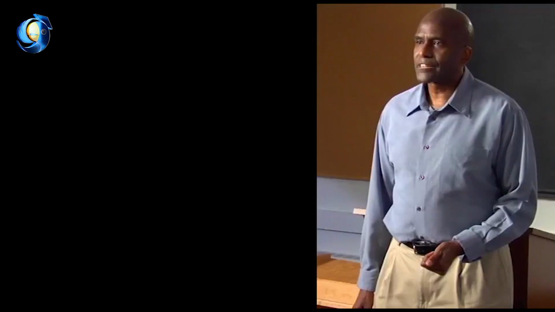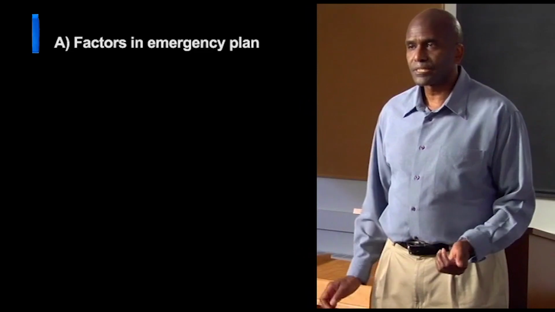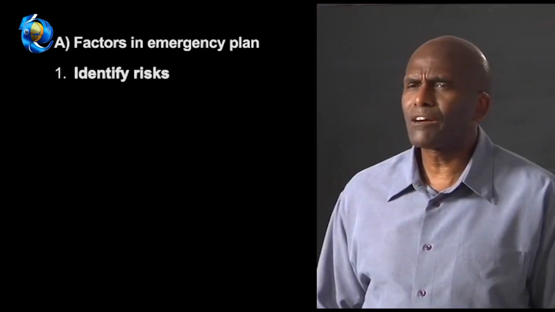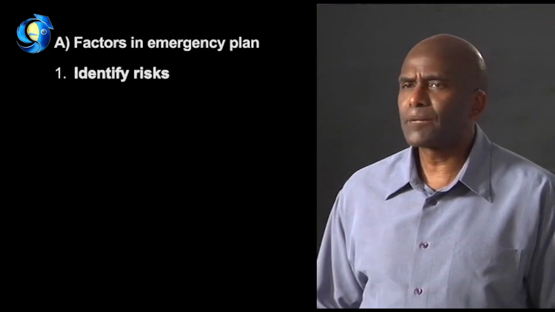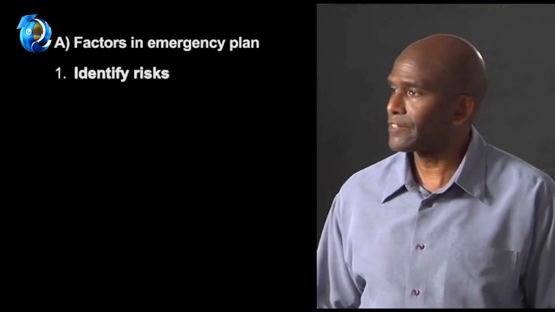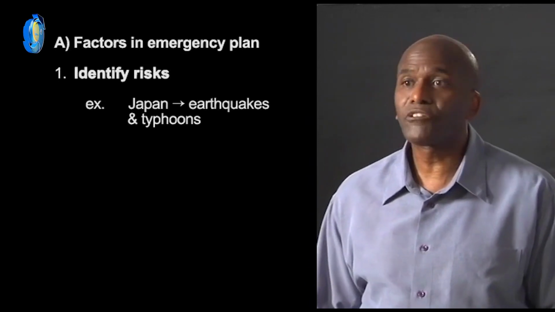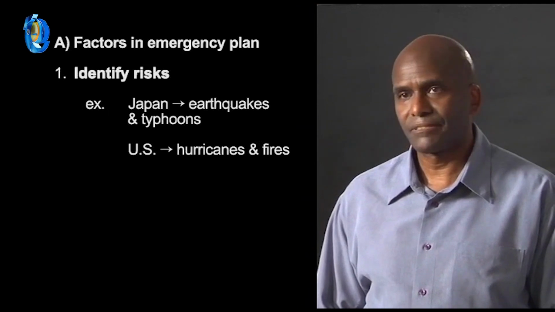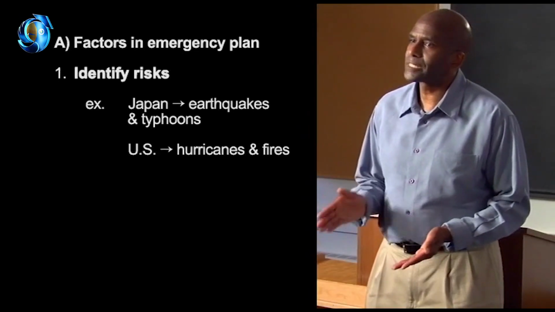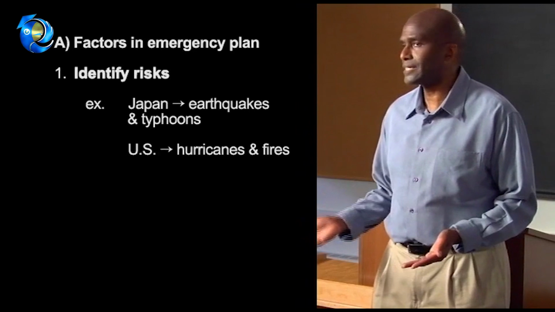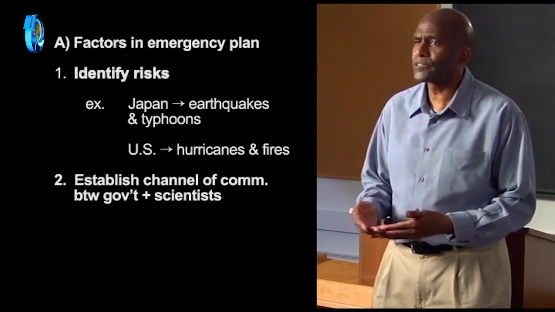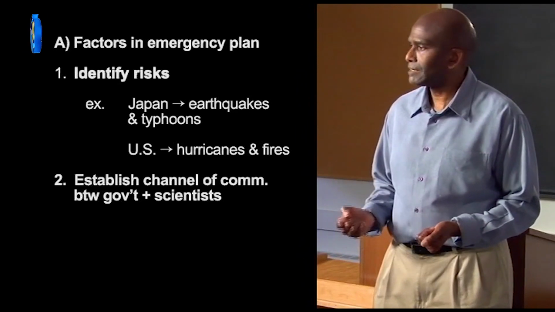Now I'll present some factors involved in generating an emergency response plan. First, government officials need to identify the risks. What are the natural hazards? For example, in Japan, there are earthquakes and typhoons. In the US, hurricanes and fires. There are several natural hazards in every country. Second, the government needs to establish a channel of communications with scientists. Scientists must be able to share information regularly with the government as they collect data about risks.